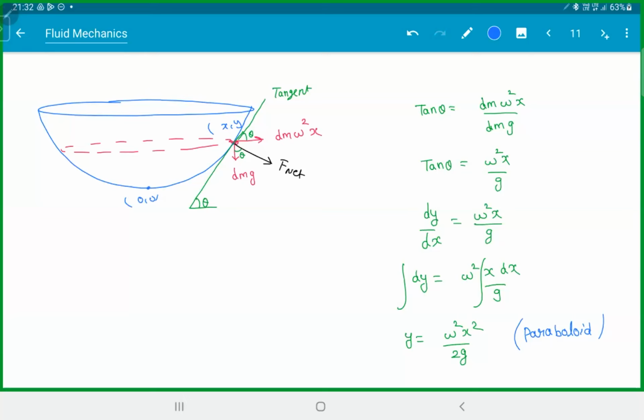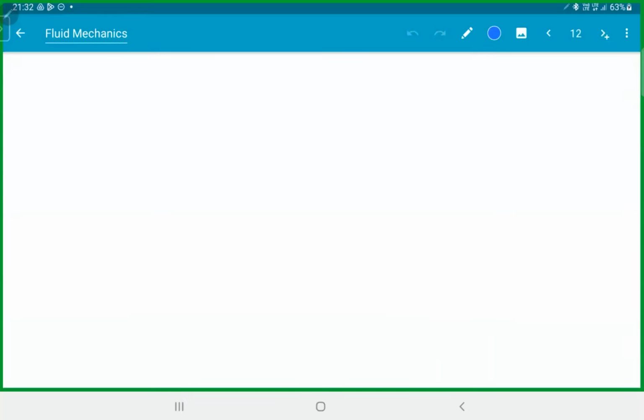Sure, go ahead. Next thing. So that is one concept, okay, the net force concept.